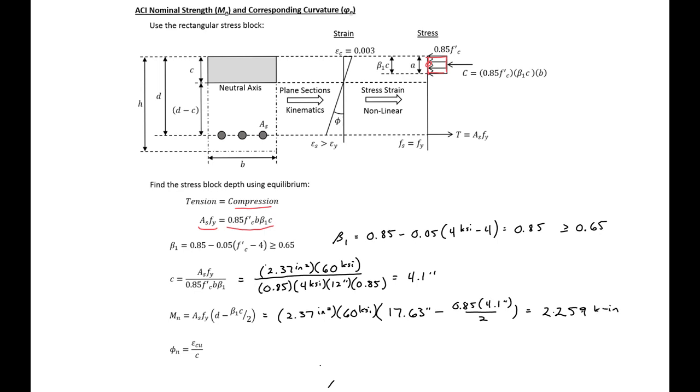Finally, we'll calculate our curvature value. So with ACI, we assume that the strain at the extreme compression fiber is equal to 0.003, and we can divide by our C, which is 4.1, to find our curvature here to be 7.32 times 10 to the negative fourth radians per inch. So this would be our curvature and our moment values for our ACI nominal strength.